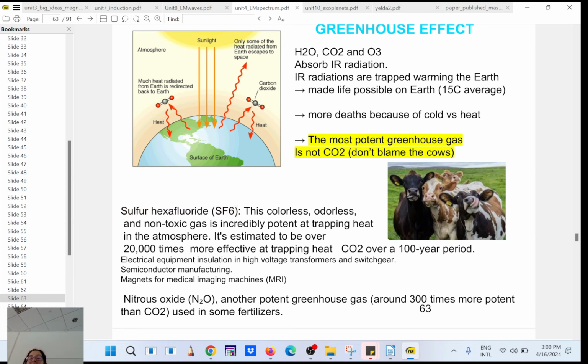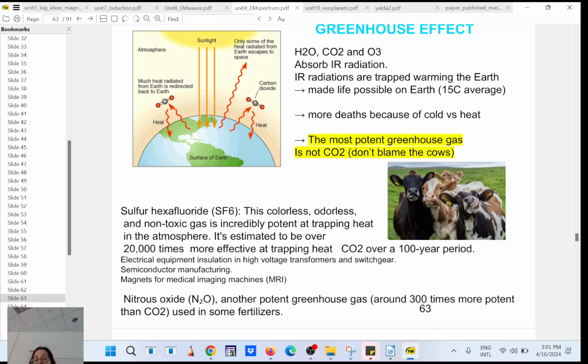And they never talk about this chemical because, of course, it's used a lot by big chemical plants. It's used for electrical equipment insulation. It's used in semiconductor manufacturing, and you have semiconductors everywhere in electronics and MRI. So, zip it, quiet, don't talk about it. Just talk about the CO2 and the cows. I'm just kidding.